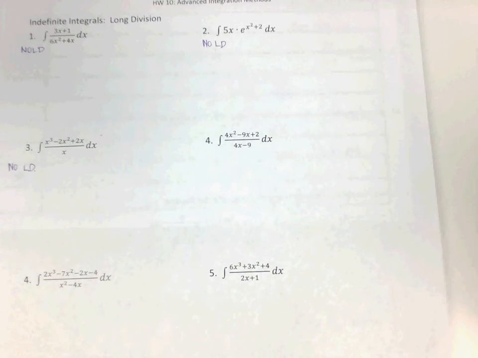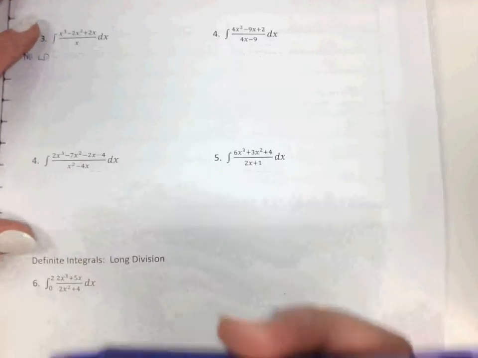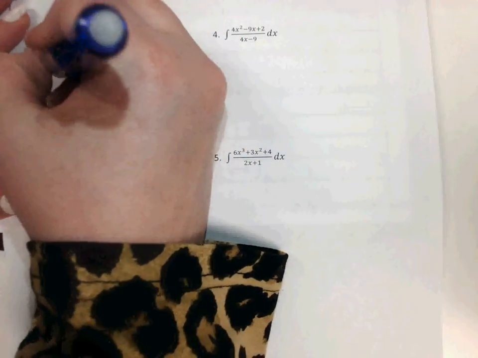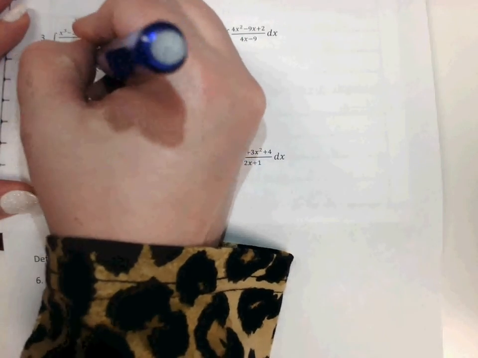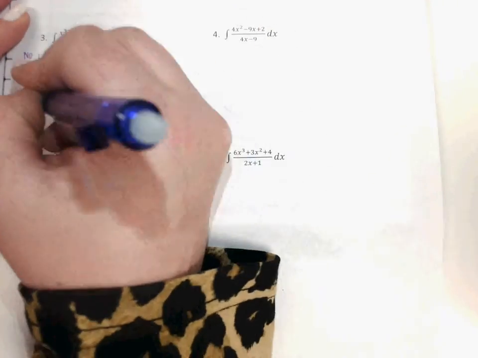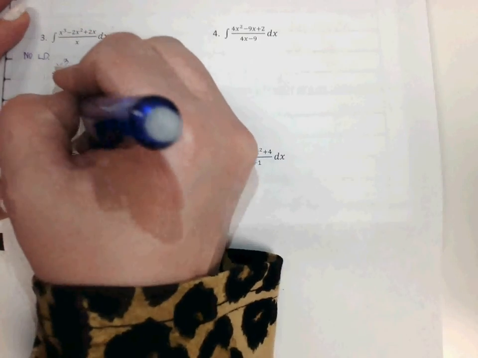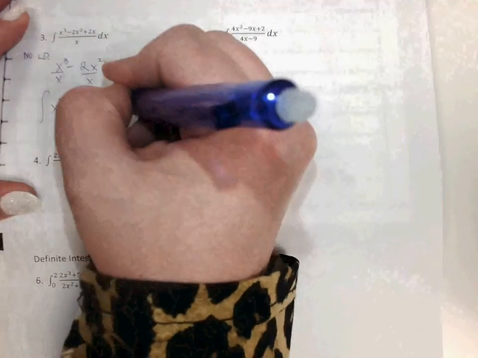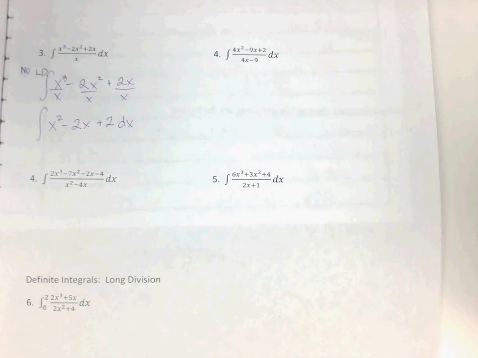Do you understand what I mean by that on number 3? So it'd be x cubed minus 2x squared plus 2x, each divided by an x, which would be x squared minus 2x plus 2, and then you just integrate that. Another thing to point out: until you do the integral, make sure that integral symbol is still there.